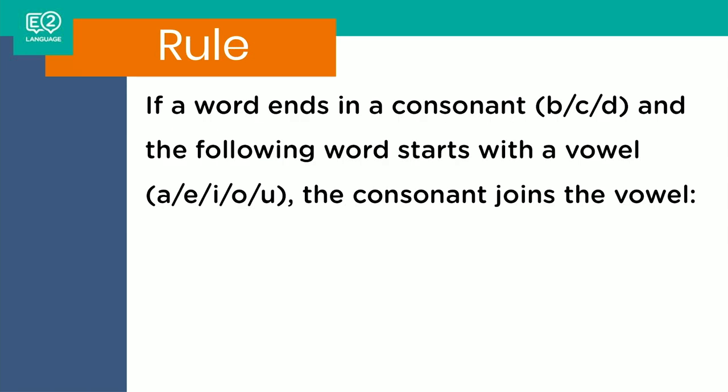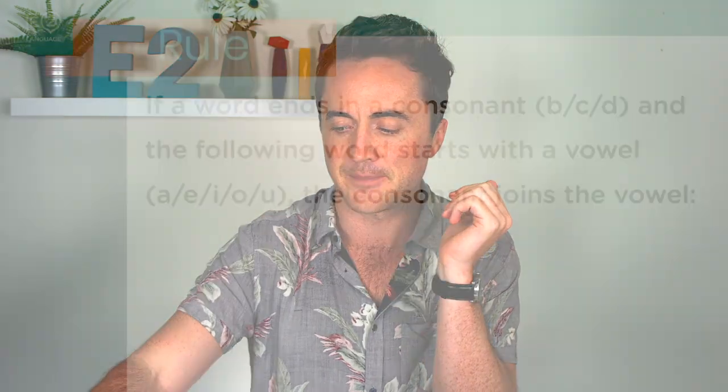What is the rule here? The rule is this. If a word ends in a consonant, that is a sound where you stop the airflow, like b or k, d, for example. Any of those sounds where your mouth, your lips, your tongue, your throat is stopping the airway coming through. A vowel is any sound where you don't actually stop the sound, like a, e, i, o, u.